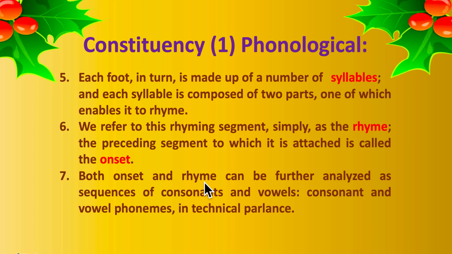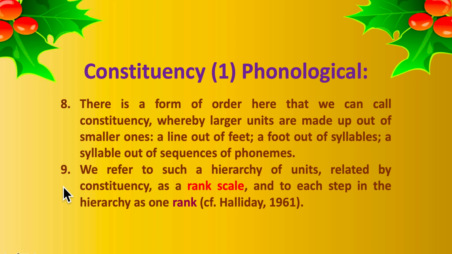Both onset and rhyme can be further analyzed as sequences of consonants and vowels, consonant and vowel phonemes in technical parlance. Of course, onset and rhyme both contain a number of sequences of consonants and vowels. Without the combination of consonants and vowels, the onset and rhyme cannot be created at all. That is point number 7. We move on to the next slide, and we continue our discussion.